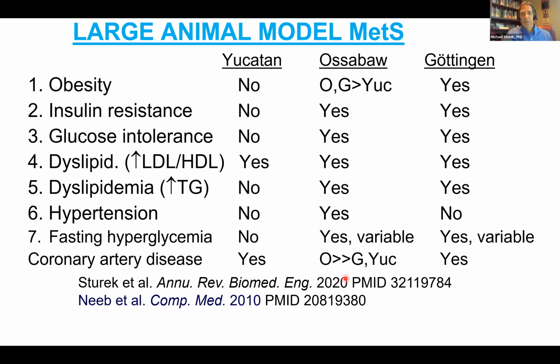And what's important for us also is coronary disease. And the Ossabaw actually has much greater coronary disease than the Göttingen and the Yucatan, at least in our hands. And folks, most of these slides have the PubMed ID down here for you, so you can look these up later.